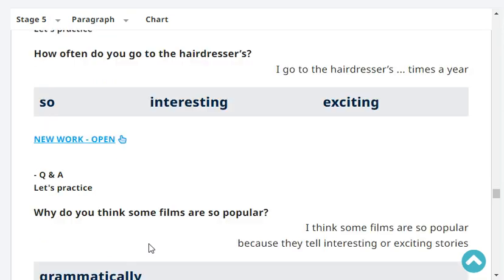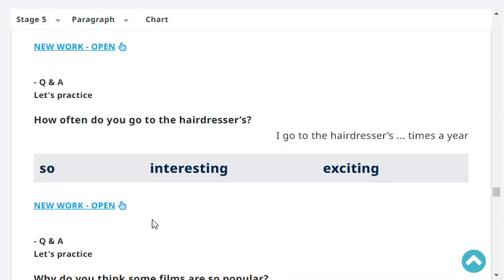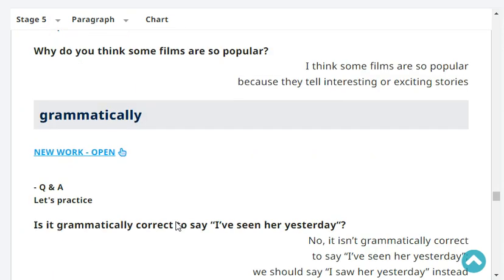Very expensive. Okay, why do you think some films are so popular? I think some films are so popular because they tell an interesting or exciting story. Very good.